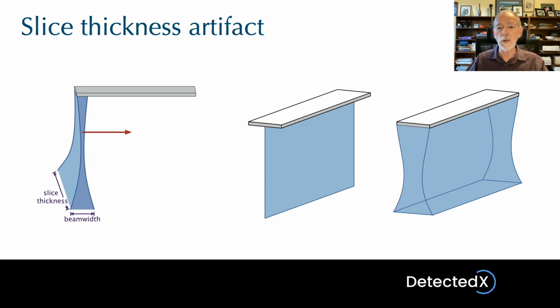The reality, rather, is what I'm showing on the right-hand side, which is that we have a complete volume of tissue, which, as I said before, is swept out by the beam as it travels the length of the transducer. And the echoes displayed come from everywhere within that volume, but they are collapsed onto one another to make a single two-dimensional image. This can produce quite significant artifacts, which we refer to as slice thickness artifacts.